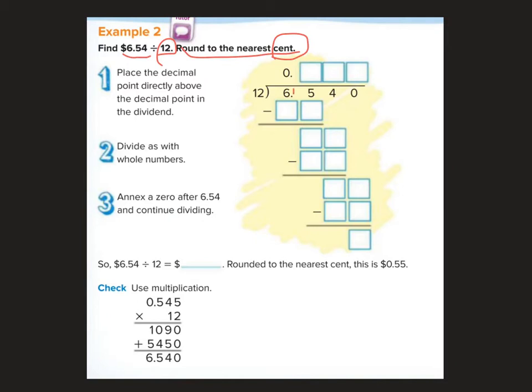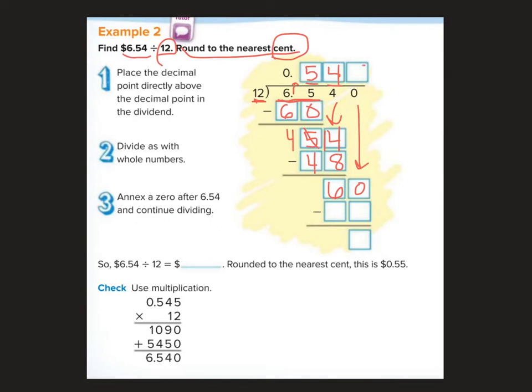So we place our decimal point directly above. I'm going to do 6 divided by 12. Oop, can't do that. So I'm going to do 65 divided by 12. I know that's 5. 12 times 5 is 60. If I subtract, I get 5 down here. Bring it on down. 54 divided by 12 is going to be 4. I'm going to subtract 48 because it's 12 times 4. 54 minus 48, 14 minus 8 is 6. Bring it on down.